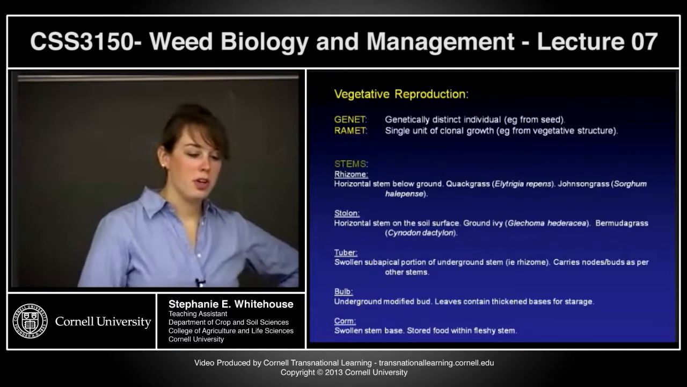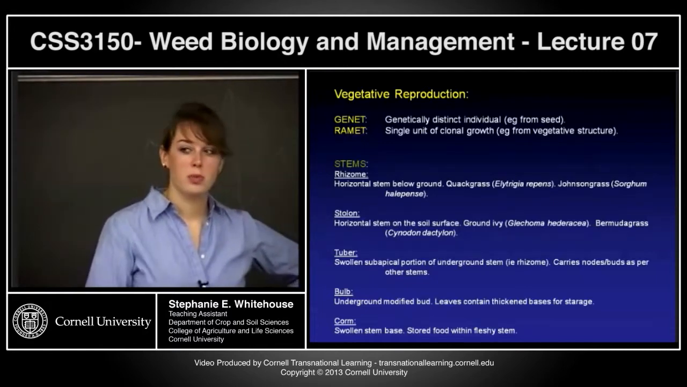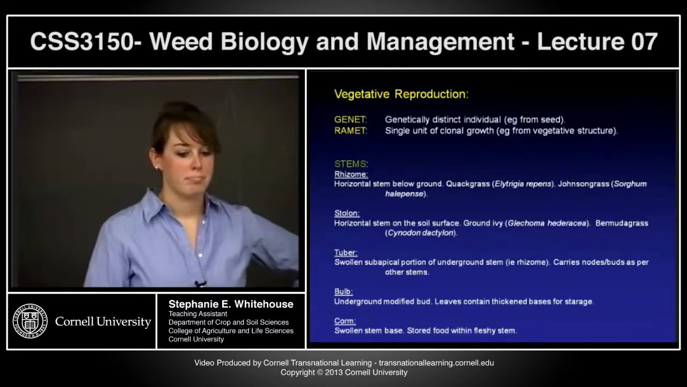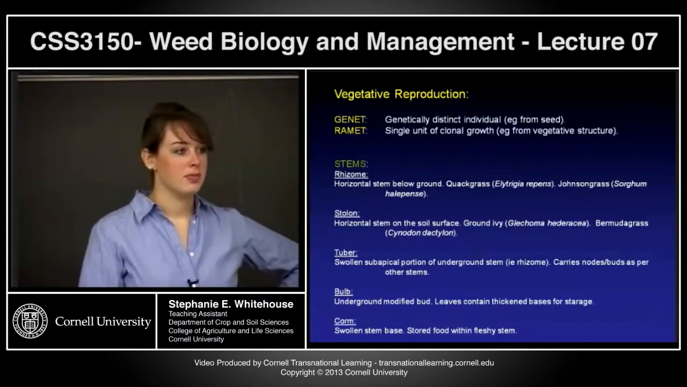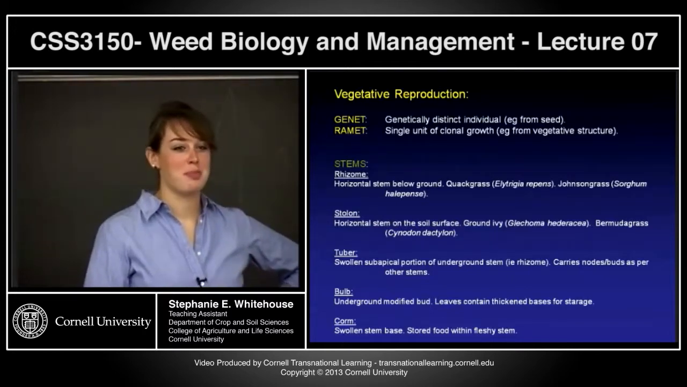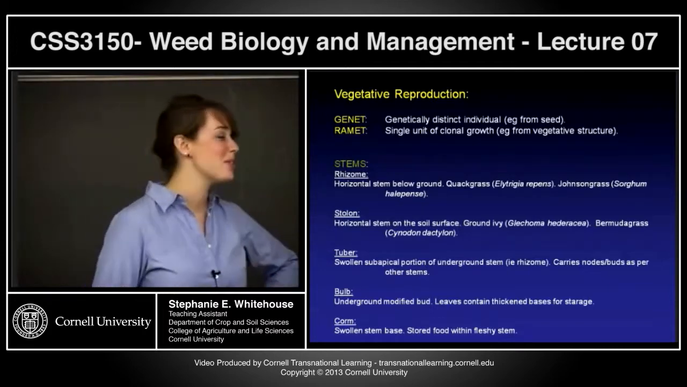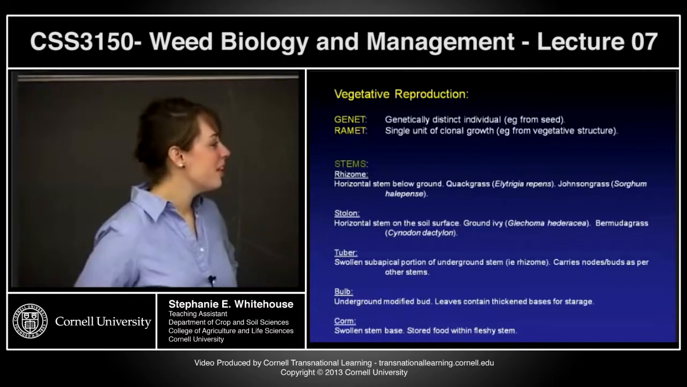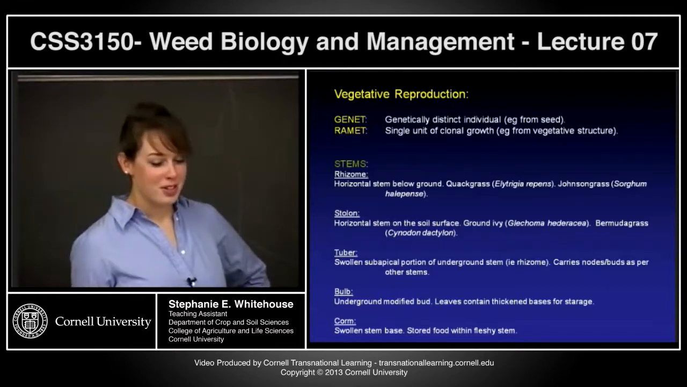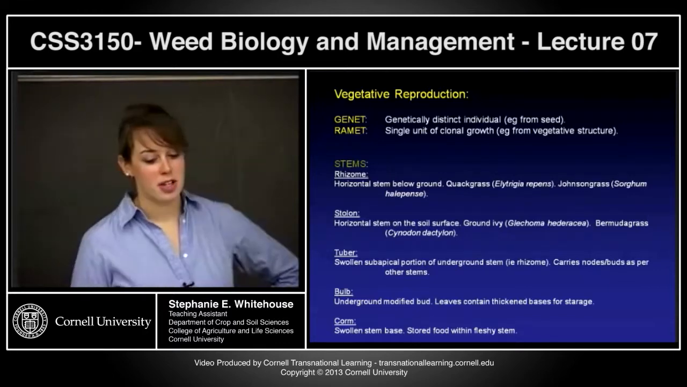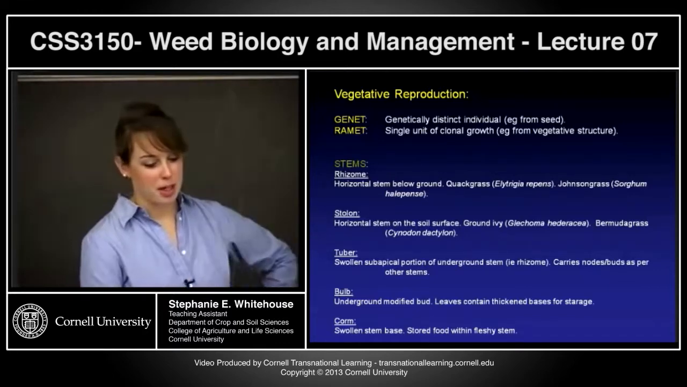Okay, so some tubers. What are some weeds that we know that reproduce by producing tubers? Yellow nutsedge, yep. And all the nutsedges are pretty popular when reproducing by tubers. We also have some bulbs. My favorites are tulips, although they aren't weeds. And then corms as well, which is a swollen stem base at the bottom of the plant.